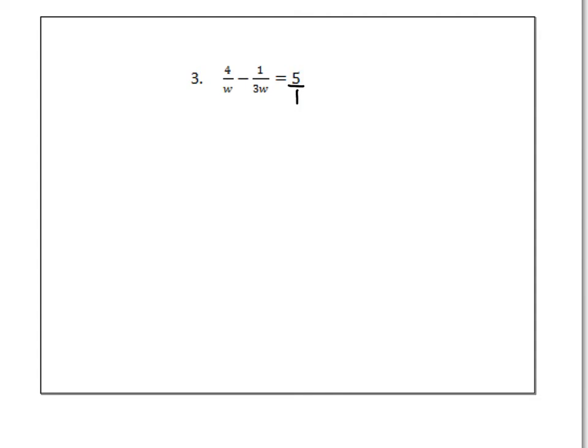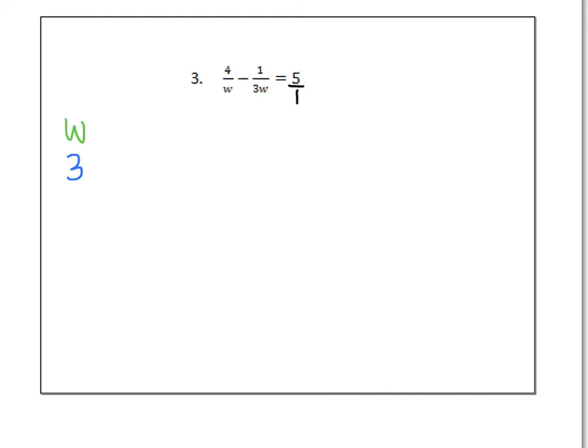So now I need to look at my roster members again. In the first fraction, I have a w. In the second fraction, I have a 3 times w. Well, I already have the w, so the only number I need to add is 3. And the third fraction, I have a 1. Well, multiplying by 1 doesn't change anything, so I call him a useless member. He's the bench warmer. We don't actually need him.